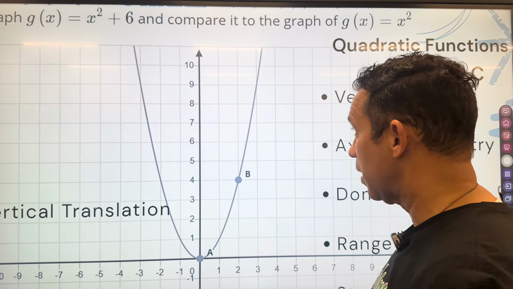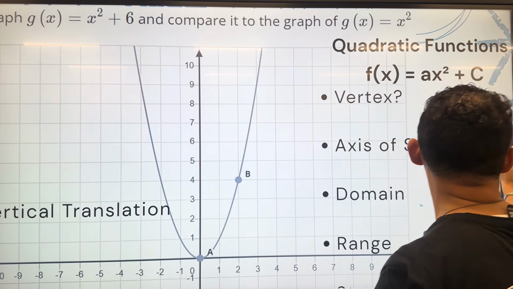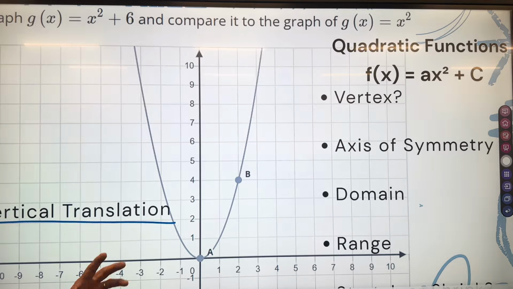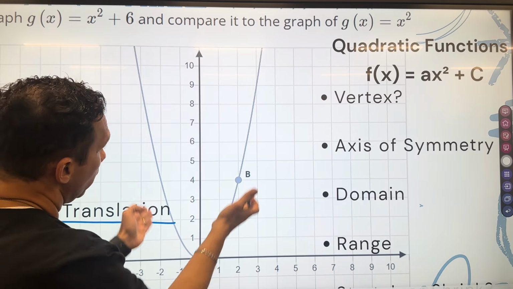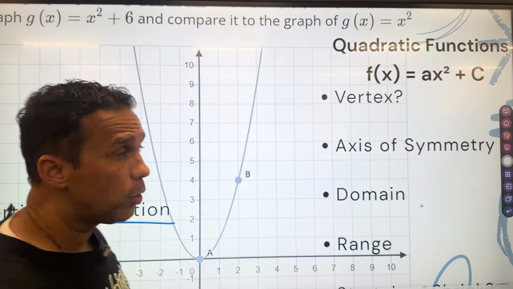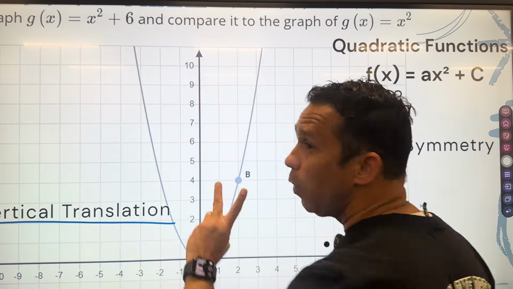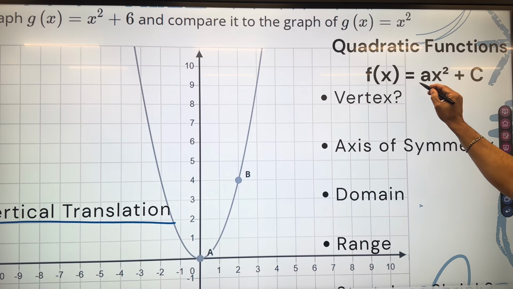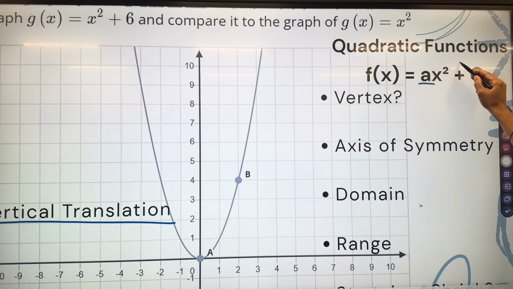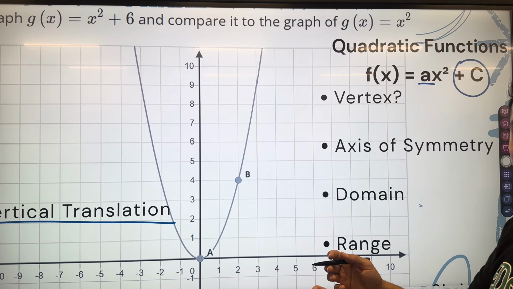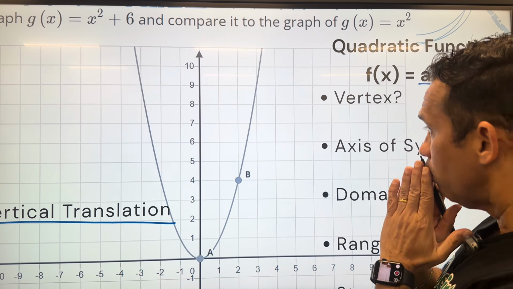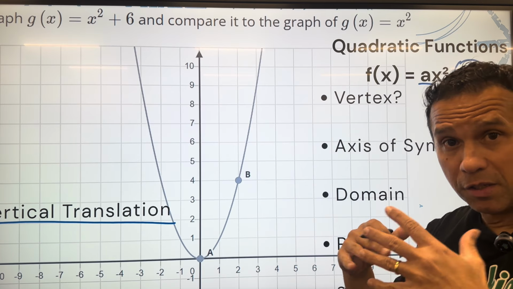Okay, let's go step by step. In this lesson, we're going to talk about vertical translation. We take the parent function x to the power 2, and we check two things first: if a is equal to 1, as in this case, and how c affects the graph of the parent function. If a is 1, it's very simple.